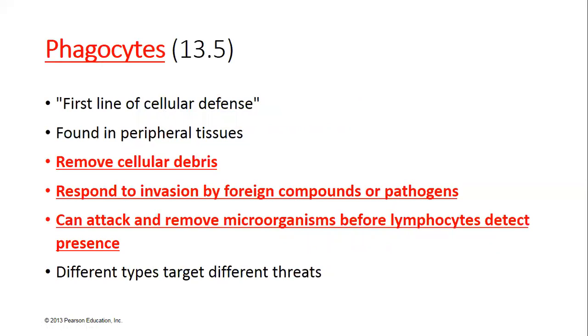Phagocytes are able to phagocytose cells, so engulf or eat. They're a first line of cellular defense, and those phagocytes can remove cellular debris or respond to a foreign antigen. We talked about antigens previously. They can attack and remove microorganisms before lymphocytes like T cells and B cells can even detect their presence. So phagocytic cells are like the first line of defense against certain infections. Remember, neutrophils we talked about are a type of white blood cell that is your first line of defense against bacteria, and they can phagocytose bacteria and then communicate with other white blood cells in the immune system to say, hey, we've got to get rid of this infection.